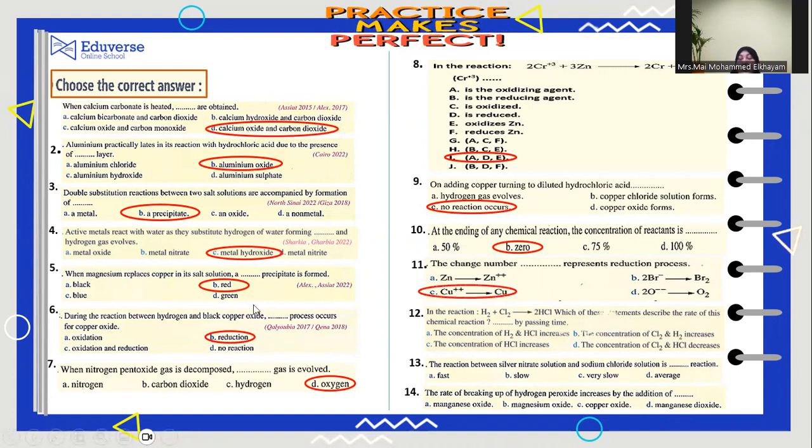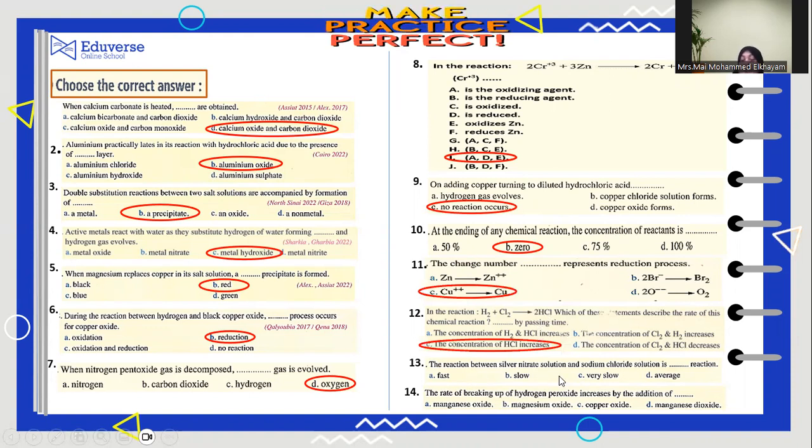In the reaction hydrogen plus chlorine, which gives 2 hydrochloric acid, which of these describe the rate of this chemical reaction? Actually, the reactants will decrease by time, and the products will increase by time. So here, the concentration of hydrochloric acid increases. Why? Because this is the product.